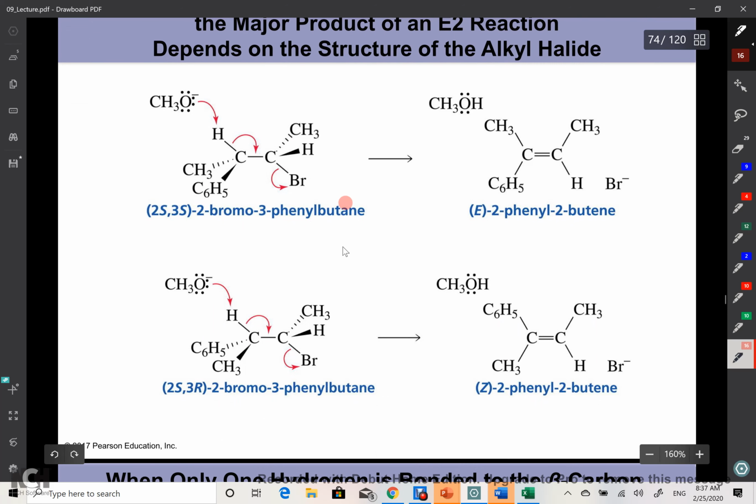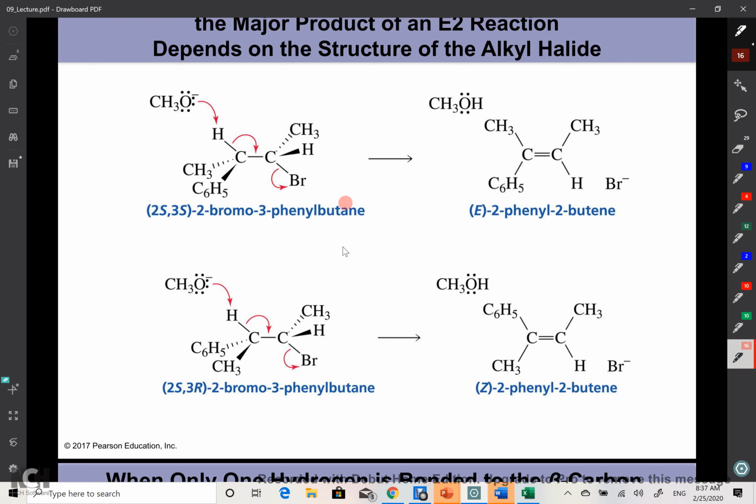Now, there might be some exception to this, right? And one of those exceptions is when you only have one beta hydrogen present in your molecule. When you only have one beta hydrogen present in your molecule, it now depends on the way the initial configuration is. You could as well form the Z or form the E.